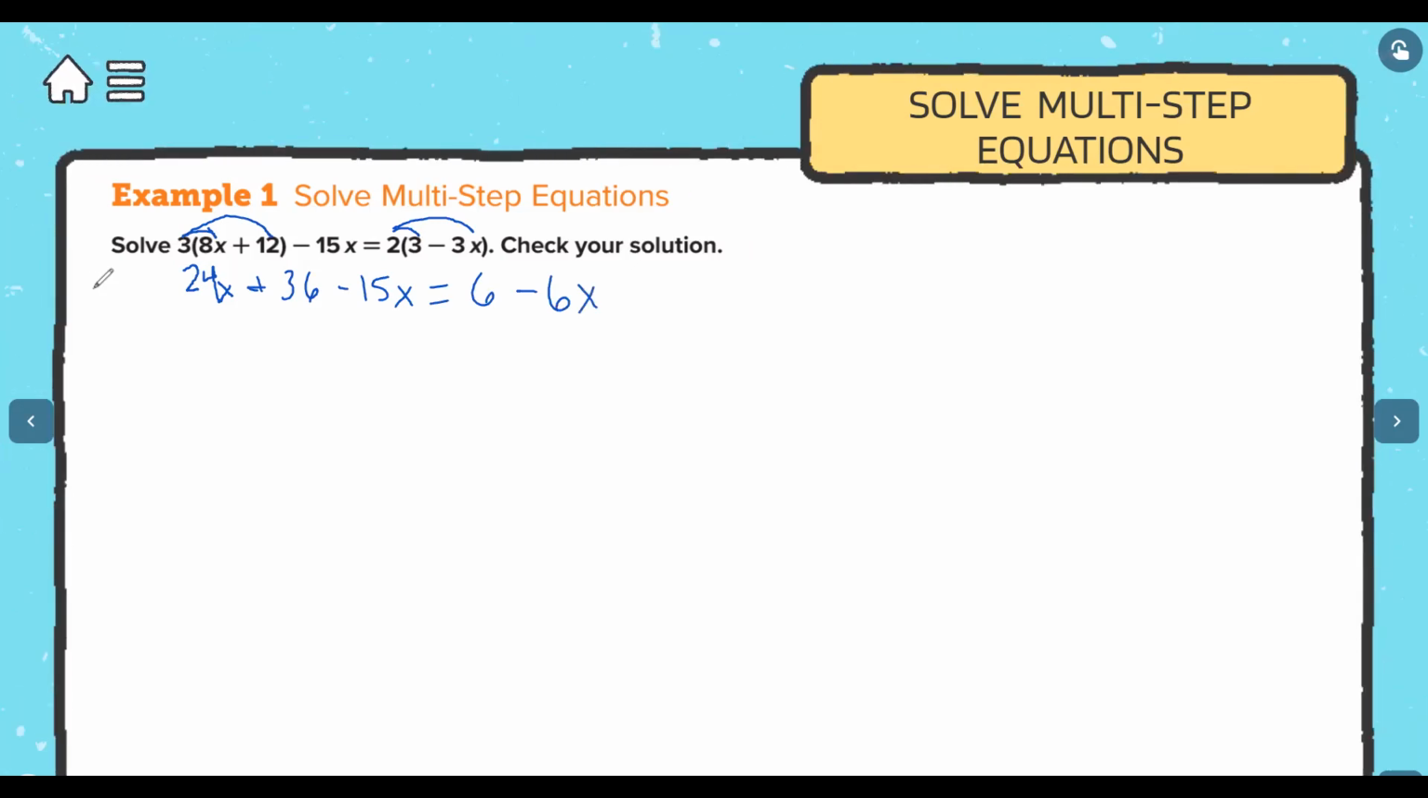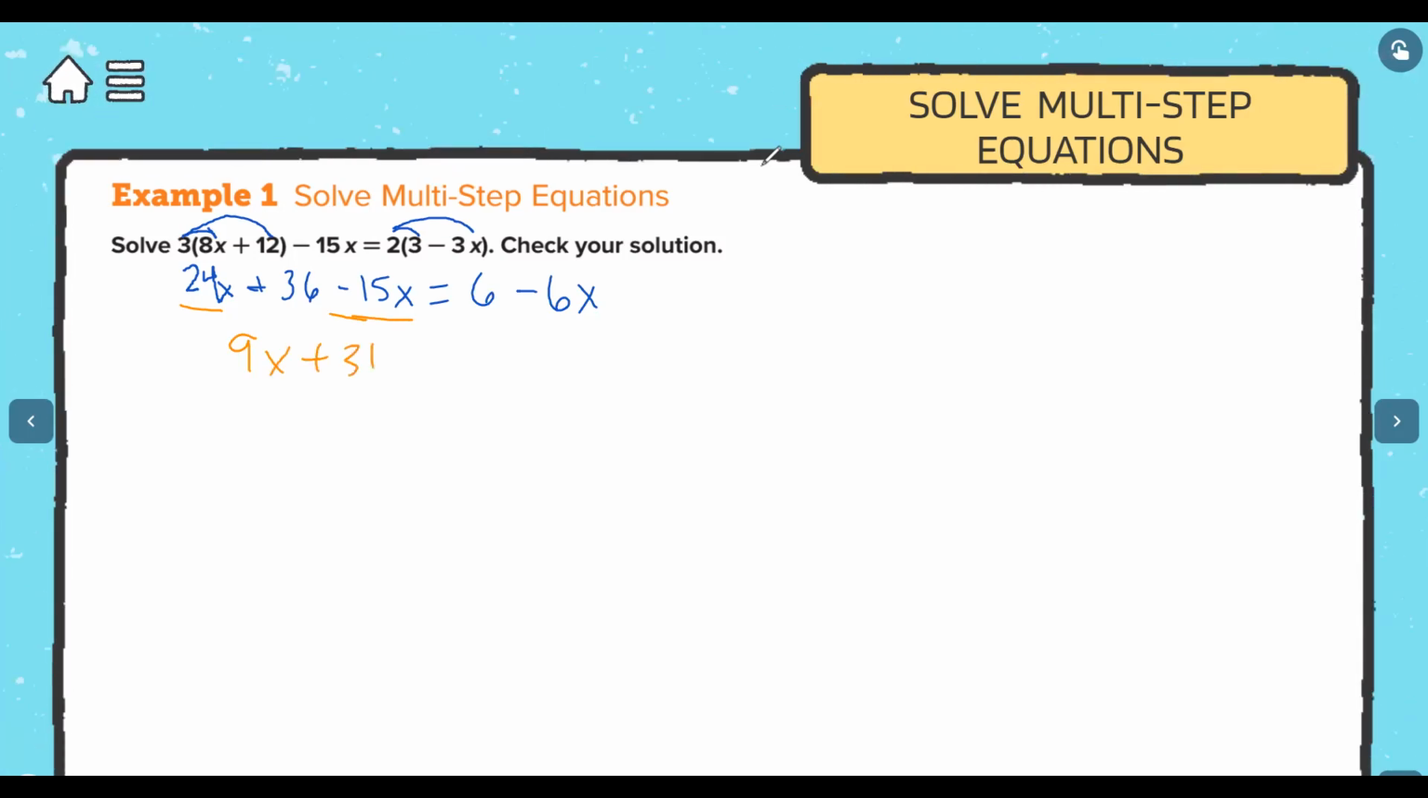If you see, we can combine something on this side of the equation. We can combine the negative 15x with the positive 24x. How do we do that? We leave the same signs. 24x minus 15x is 9x, right? Plus 36. We didn't do anything with the 36, we just put it down.